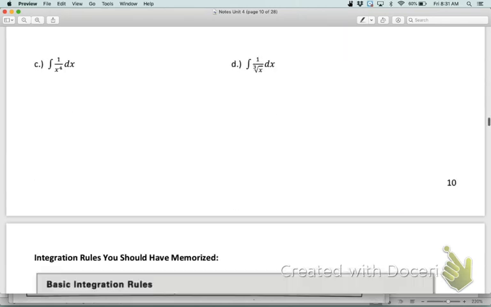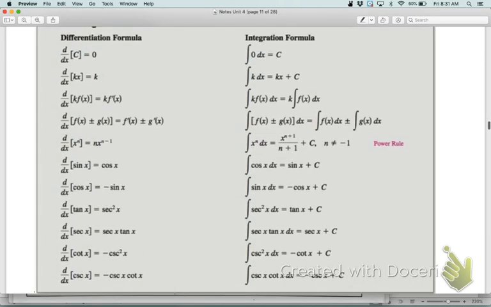Okay, so last thing. Here are all the integration rules that you need to have memorized. But again, notice, and I would still make flashcards for all of these because you've got to be able to do them backwards and forwards. But notice, these are just the reverse of what we had before. So for example, we know that the derivative of sine is cosine. That's the rule that we already know. So that means that the antiderivative of cosine is sine.